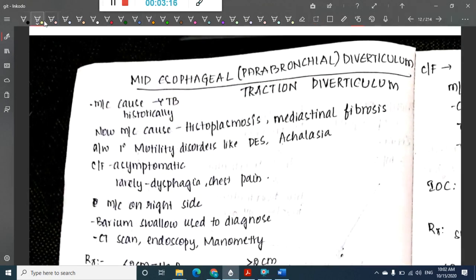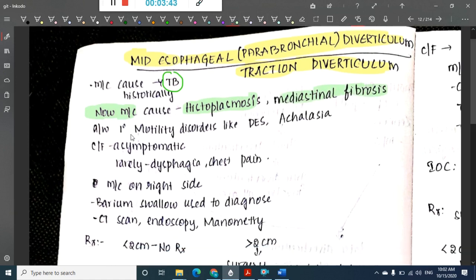Then we have the mid-esophageal or parabronchial diverticulum, which is also called a traction diverticulum. In this diverticulum, the most common cause historically is TB, but presently the most common cause is histoplasmosis and mediastinal fibrosis. It is associated with primary motility disorders like diffuse esophageal spasm and achalasia.